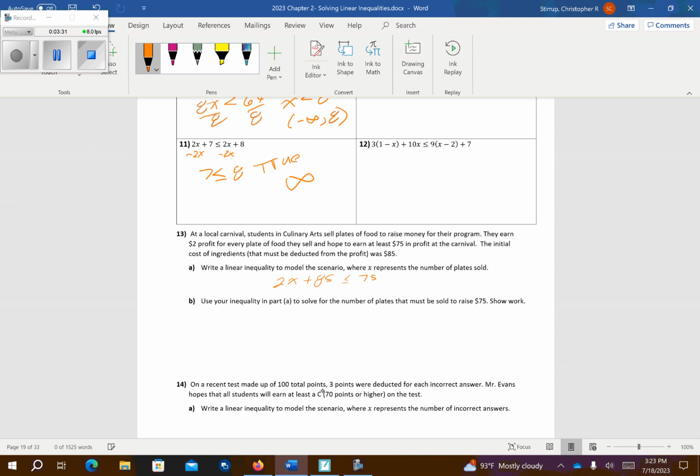Okay, so this is going to be our inequality to take care of that. If I subtract 85 from both sides, so 2x is less than negative 10. Divide each side by 2. So x has got to be less than negative 5.